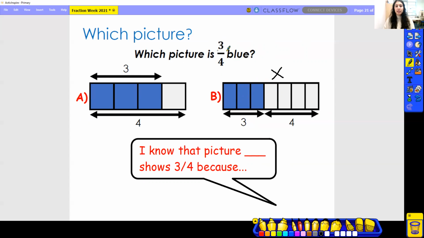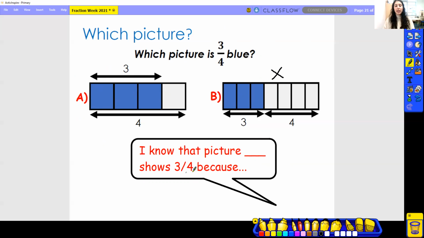And our numerator shows me how many parts I have. Well done. How many parts do I have? How many are shaded? 3 parts should be shaded. So yes, this does have 3 parts shaded, but it does not have 4 parts in my whole. So this one is showing me that there are 4 parts in my whole and 3 parts are shaded. So I know that picture A shows 3/4.